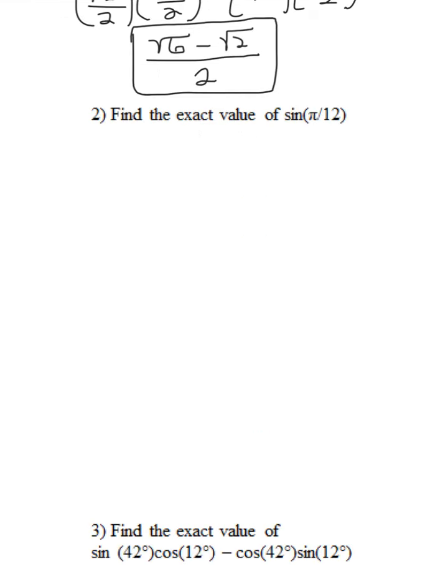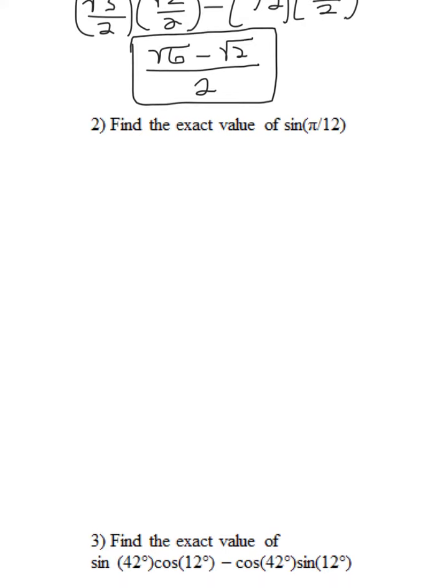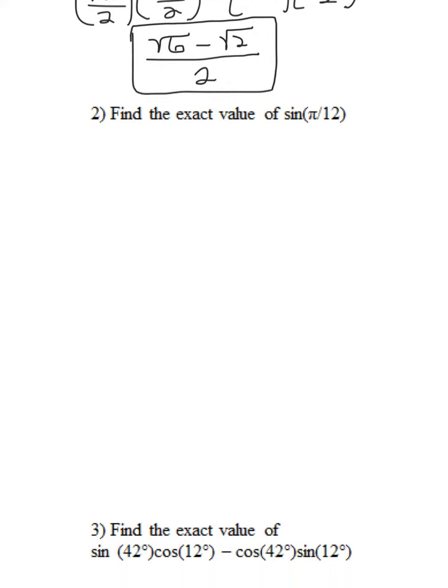Okay, in the next example, we need to find the exact value of sine of pi over 12. Well, we don't have a pi over 12 on our unit circle, but we do have some values on our unit circle that we can add or subtract to get pi over 12. So let's take a look really quick. Take a look at your unit circle in quadrant 1.